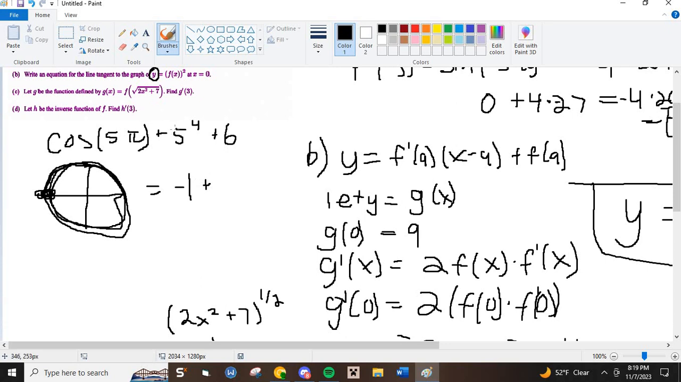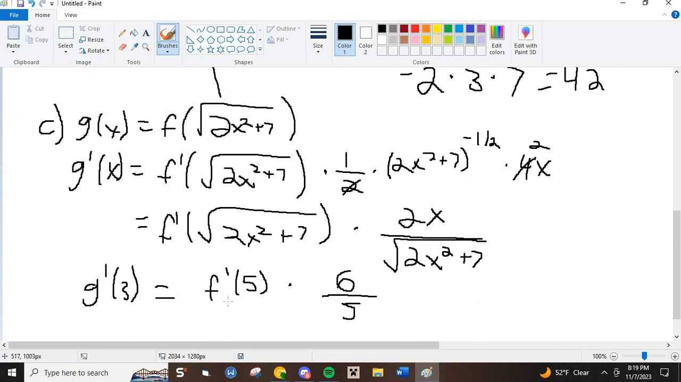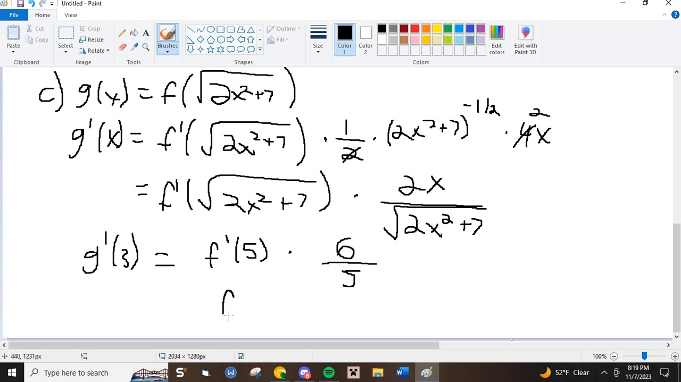they don't let you use a calculator here, but 5 to the 4th power is just 625. And then plus 6, which is just the same thing as 625 plus 5, which is 630. So that's what f prime of 5 equals. So 630 times 6 over 5.